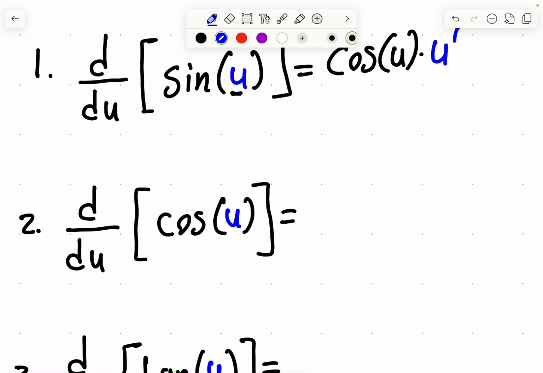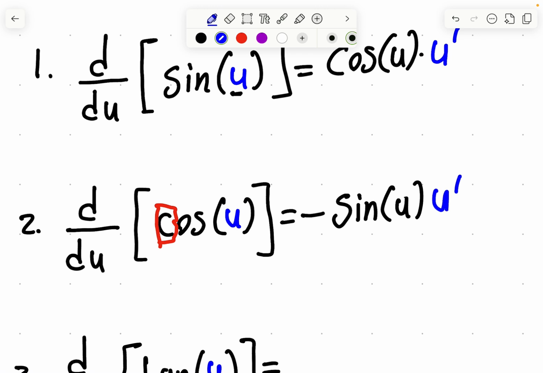So let's check the derivative of cos u. You must keep in mind that whenever a trig function starts with the letter c, the derivative of that trig function is going to start with a negative. Which means the derivative of cos u is going to be negative sine u multiplied by u prime. Understand?